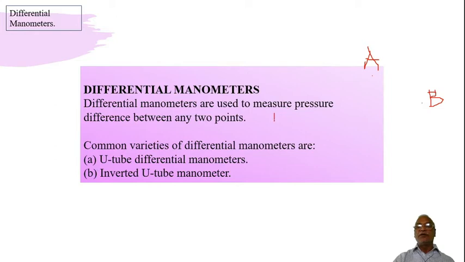So that is the meaning of differential manometers. Here we'll be able to get PA minus PB or PB minus PA. That is what you are going to get, but not exactly the value of PA and PB, right? So that you should understand. Now, there are two common varieties of differential manometers. One is a regular U-tube differential manometer. The other one is inverted U-tube manometers. Okay, we'll go further now.